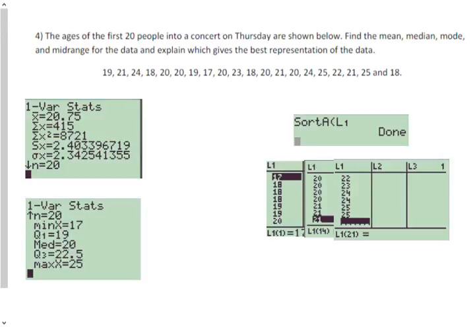Okay, so I put here what my calculator gives me as I enter all this stuff. There's quite a bunch of information here, so let's go through it. So the mean is 20.75. The median is 20. The mid-range would be 25 plus 17 divided by 2. Oh, I'm sorry, 25 minus 17. And I get 4.